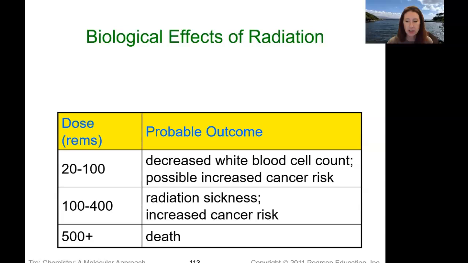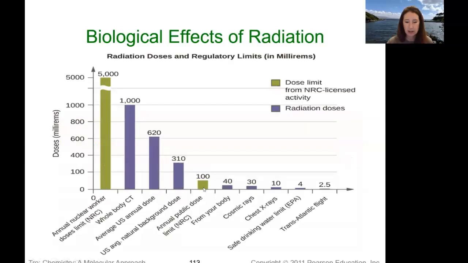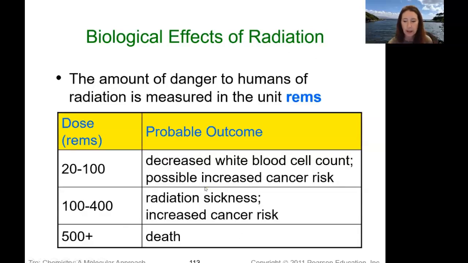And so you can see biological effects of radiation here. And again, this is the amount that's dangerous to humans. So 20 to 100 can cause decreased white blood cell counts, increased cancer risk, hence why smoking is like right there. 100 to 400, radiation sickness, cancer risk, and then 500 plus, death.